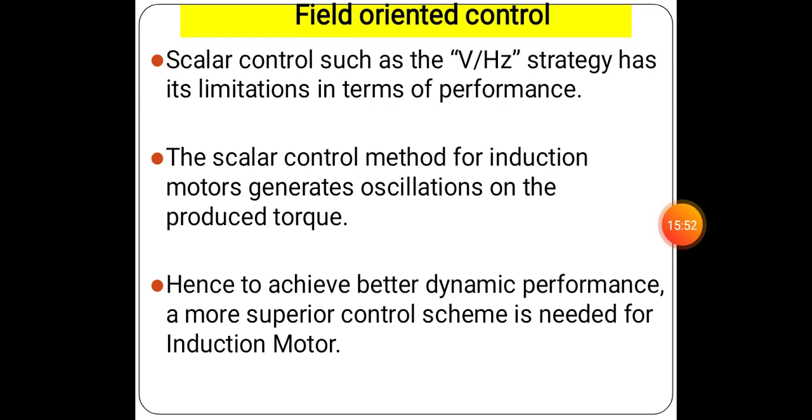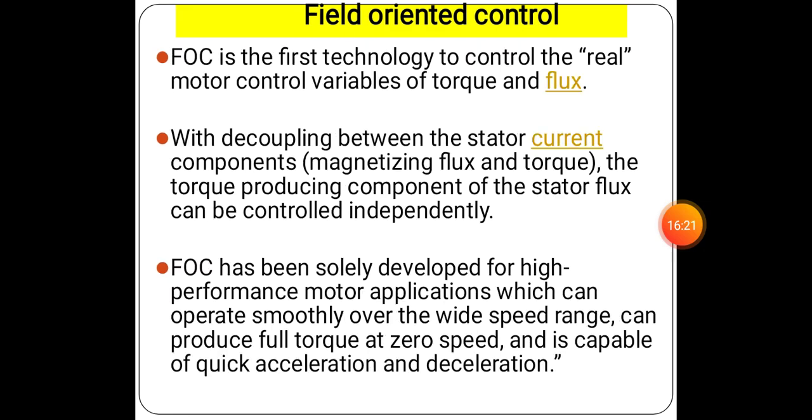The scalar control such as the V by F method has some limitations in terms of performance. The scalar control method for an induction motor generates oscillations on the produced torque, so it is not designed for precise control. Hence, to achieve better dynamic performance, a more superior control scheme is needed for the induction motor, which is the field oriented control.